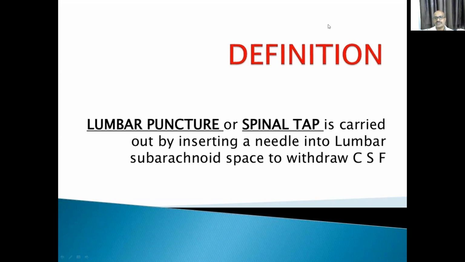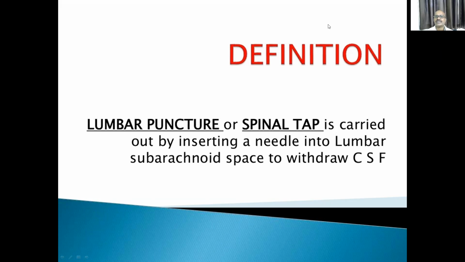So what is the composition? The volume of the CSF in an adult is 100 to 150 ml. The CSF pressure in a normal individual is 60 to 180 millimeters of water. CSF normally appears clear and colorless like water.